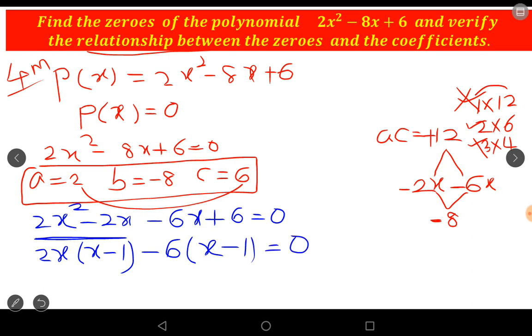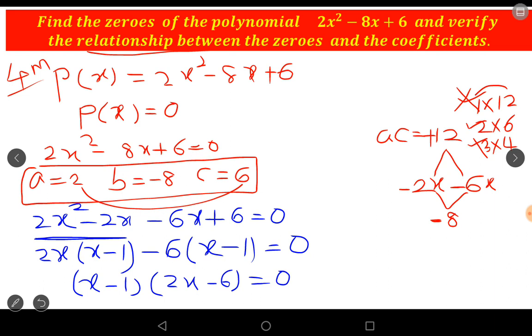Okay, check. 2x into x, 2x square. 2x into minus 1, minus 2x. Minus 6 into x, minus 6x. Minus into minus, plus, 6 into 1 is 6. Next, here apply the distributive law. x minus 1 is the common factor. Remaining terms 2x minus 6 equal 0. So x minus 1 into 2x minus 6 equal to 0.